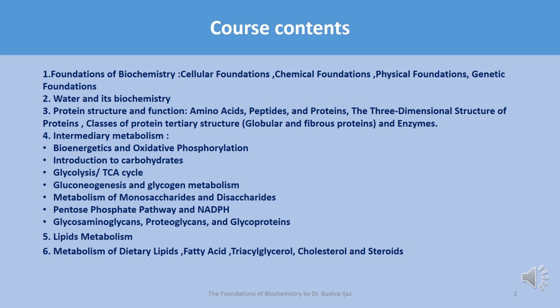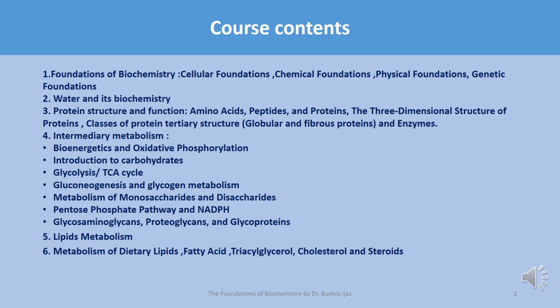After doing that, we are going to start with protein chemistry. We will look at the structure of protein, the basic elements, amino acids, peptides, and proteins, their three-dimensional structure, as well as some of the classes of protein tertiary structure, which are the globular and fibrous proteins, along with the enzymes. And we are going to discuss their biochemical role and some of the main functions that they are actually performing inside the cells.